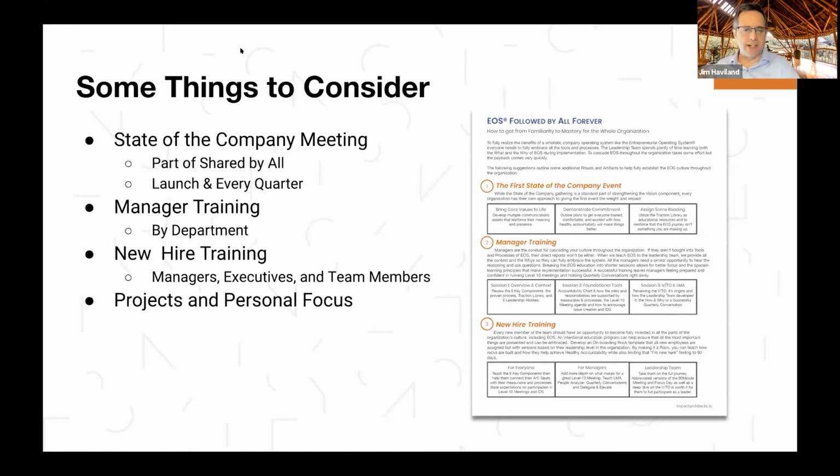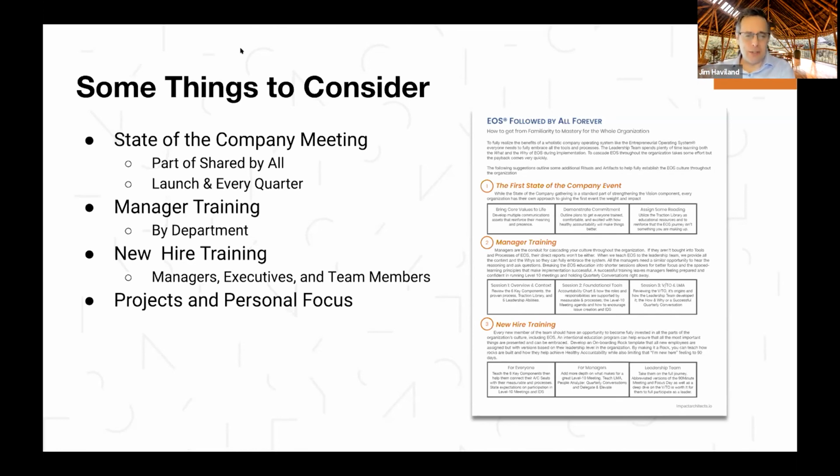But there's a couple of things that I thought would be really helpful to show how the 90 helps with these things and kind of line these things up. So the state of the company meeting, we'll talk about that. And that's part of your shared by all. It's one of the things we talk about in the 90-minute meeting. And you want to do it with a launch and then with every quarter. And I'll give you some insights about what I've seen happen with that every quarter state of the company.